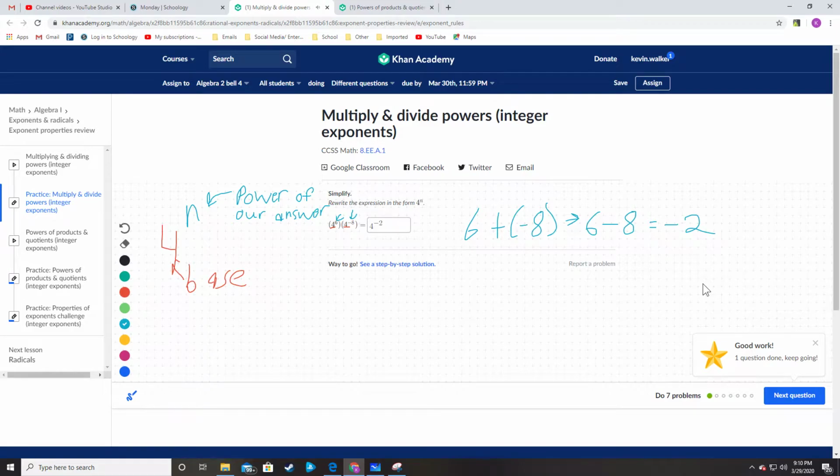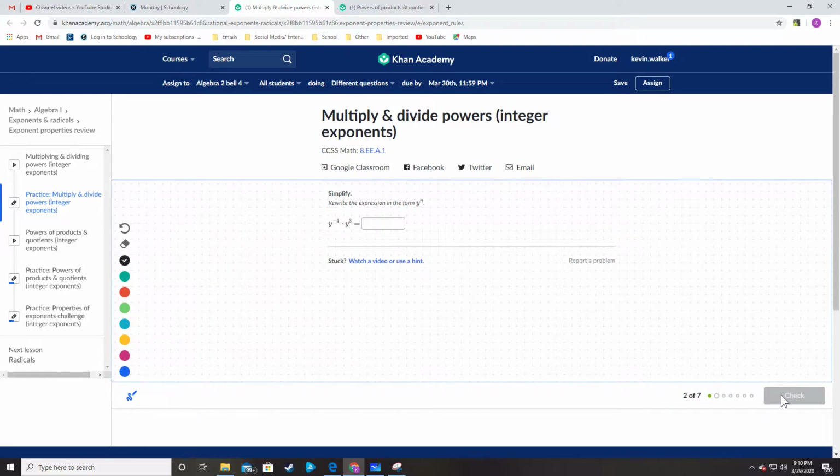Now, unlike your other Khan Academies from last week, this one has 7 questions, which is why I've only given you 2 for today. So let's deal with the next one. Next one, same type of deal. We're going to make sure that we add the exponents together.